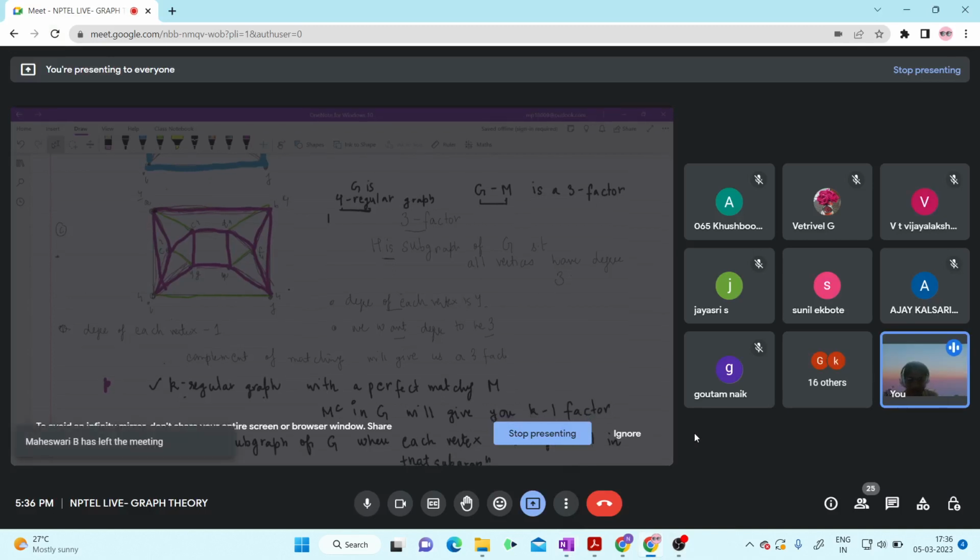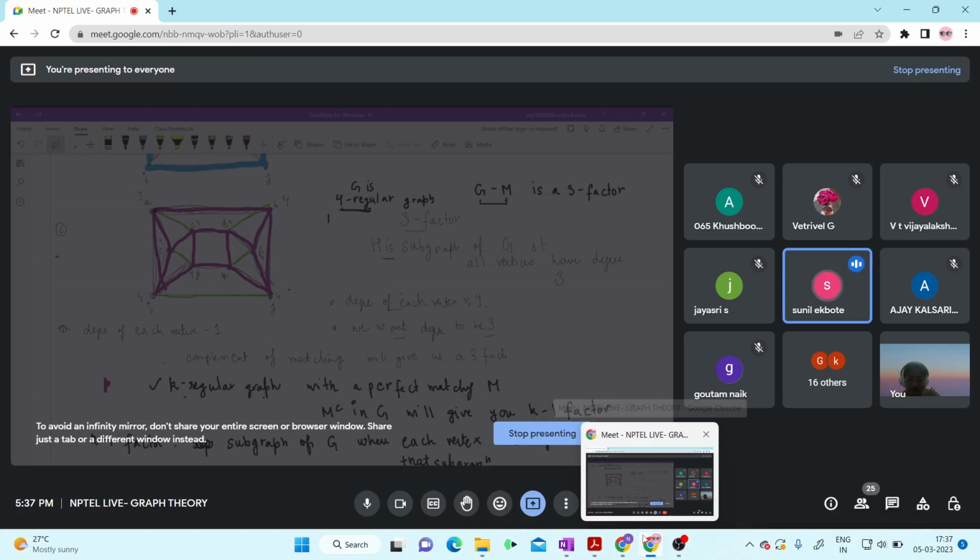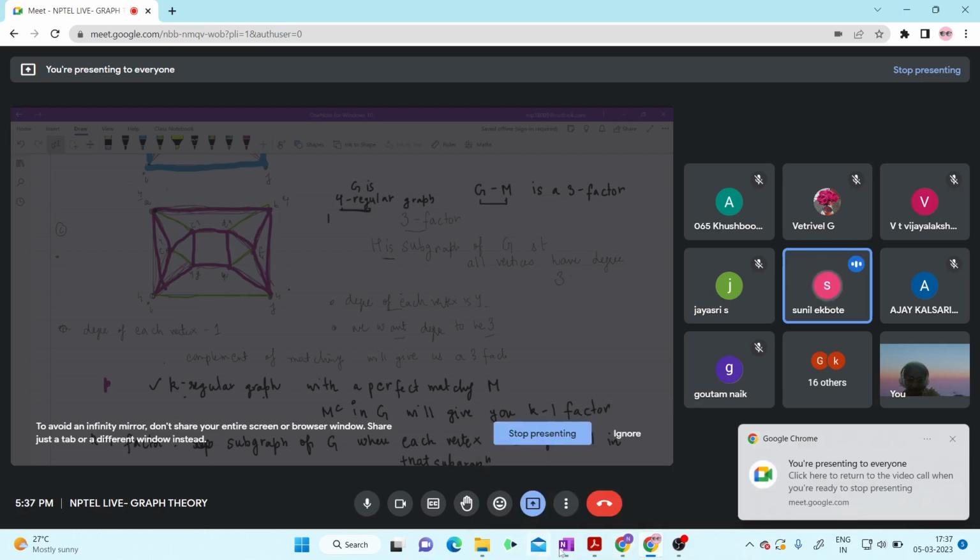So is the confusion still there? M complement and G minus M is the same. You mean to say M complement and G minus M are the same? You want to say that?